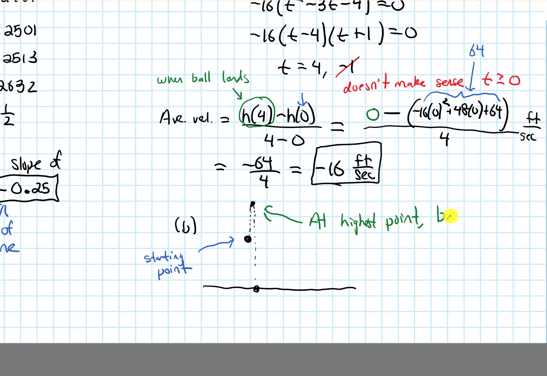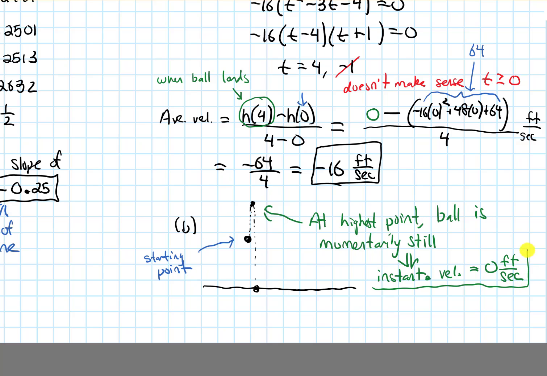So at that highest point, the ball is momentarily still. Which means our instantaneous velocity should just be 0. There's going to be units, and they're feet per second for our purposes, but that is it. So that's what I meant by we can do this conceptually. At that highest point, the ball is momentarily still, so our instantaneous velocity is 0.